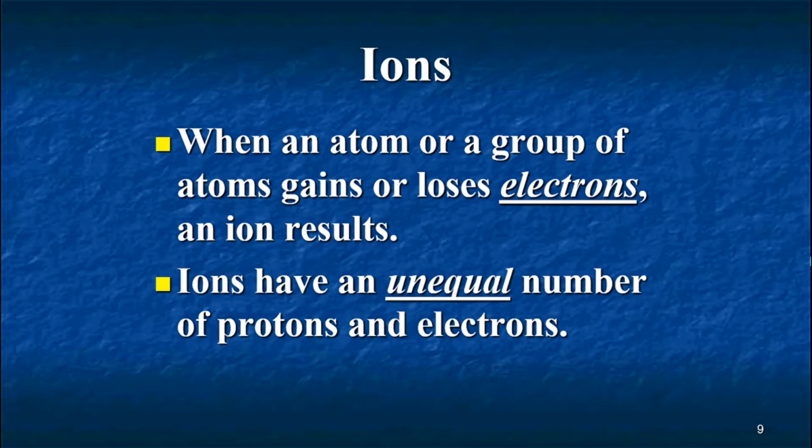First of all, remember we talked about how in many cases atoms or groups of atoms will gain or lose electrons, resulting in the formation of an ion. So ions have an unequal number of protons and electrons. Don't forget, we make ions by changing the number of electrons, not the numbers of protons.